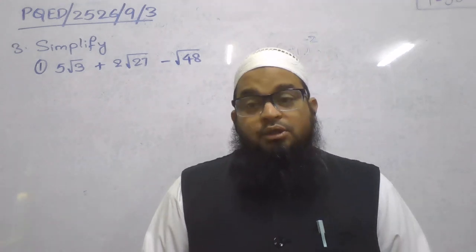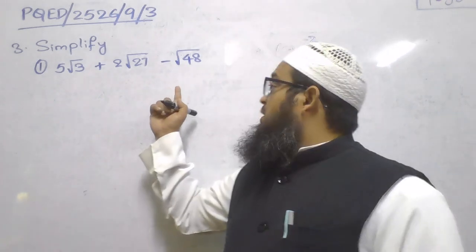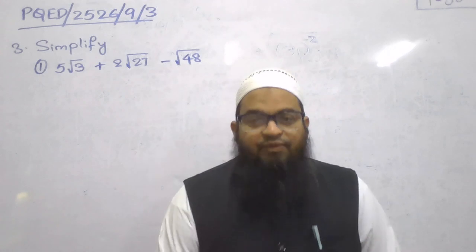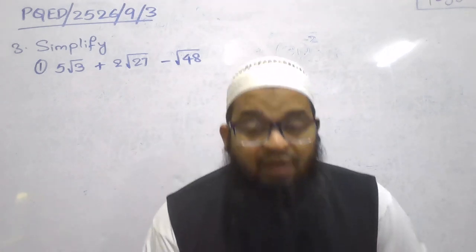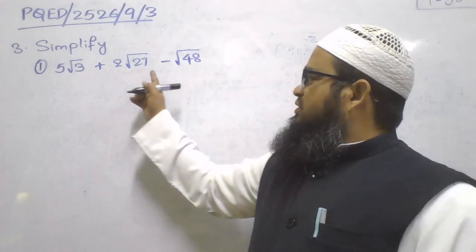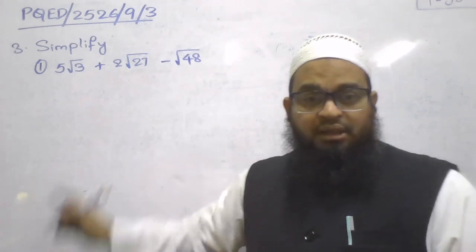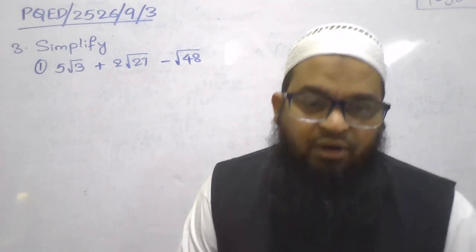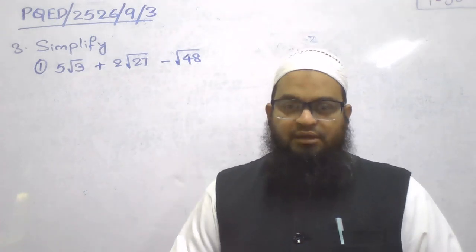Okay, let us see the third problem. Simplify. So you have to simplify 5 root 3 plus 2 root 27 minus 4 root 48. See, whenever we have to add, what are the numbers given? I think irrational numbers. And irrational numbers, can you add? No, unless they are like terms, we cannot add. If they are unlike, we cannot add. We have to simplify like this.